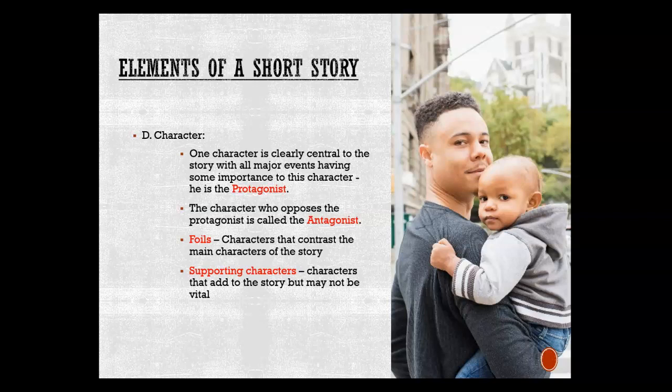The character who opposes the protagonist is called the antagonist. They may actively oppose the protagonist, or they may indirectly oppose the protagonist. You also have foils, which are characters that contrast the main characters of the story. They are the opposite and point out their flaws or their good characteristics. And you have supporting characters, characters that add to the story but are not necessarily vital.